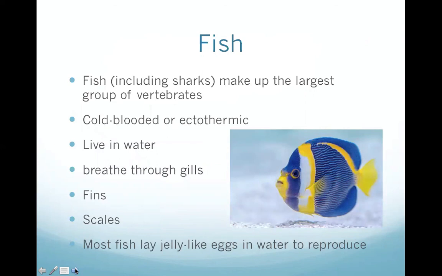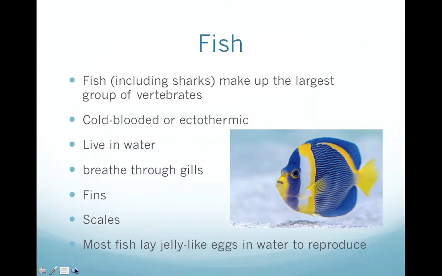So fish, including sharks, make up the largest group of vertebrates. So all the backbone animals, fish are the largest group. They are cold-blooded or ectothermic. That's the scientific name for cold-blooded. They live in the water, of course. They breathe through gills. Fish have fins to help them swim. They have scales on their body. And most fish lay jelly-like eggs in the water to make those fish babies, right? We've talked about adaptations for a while now.